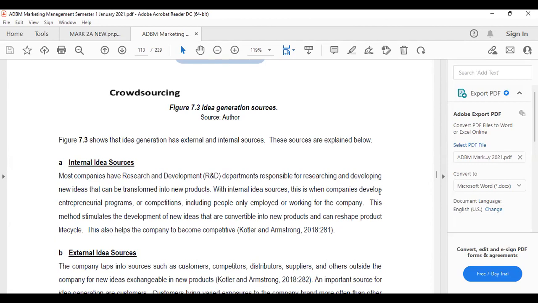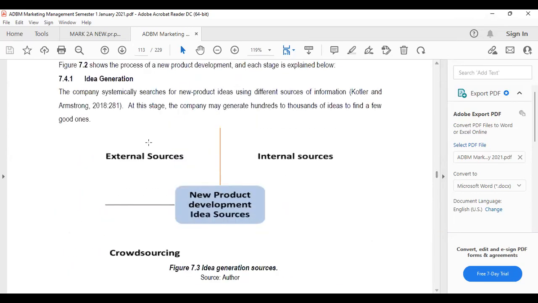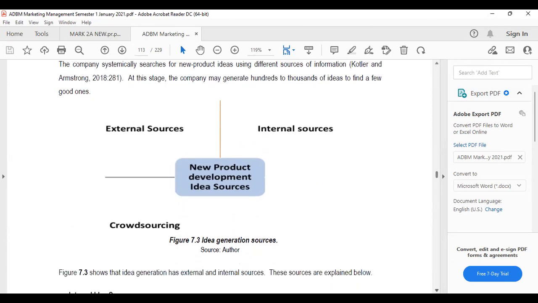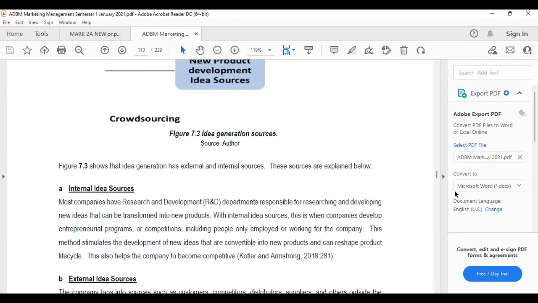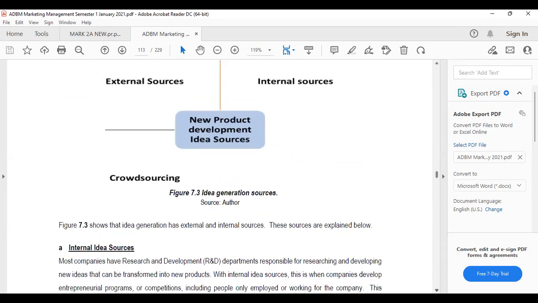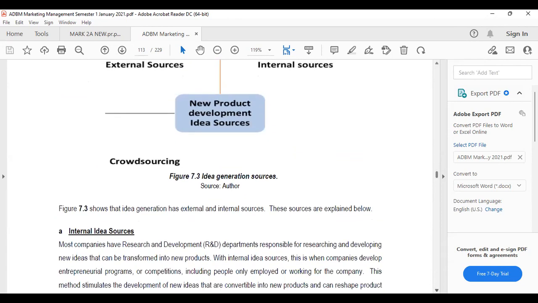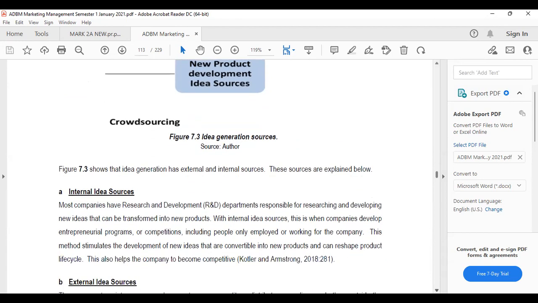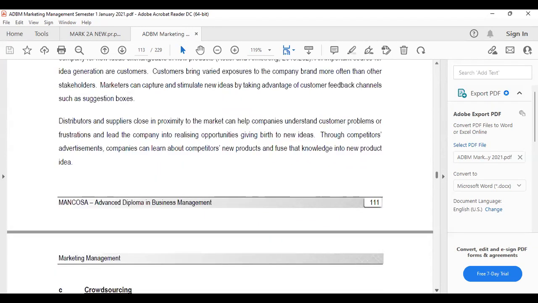So, okay, this is the internal source. And then the external sources, that's when you get maybe information from your customers or from the suppliers. How do they feel about this idea? What is their view? And then you get the information from these customers. And then crowdsourcing is just a combination of the two, internal and external. You just do it at once. You get some sources from the external, you get other sources from internal, and then you come up with different ideas. Okay, fine.